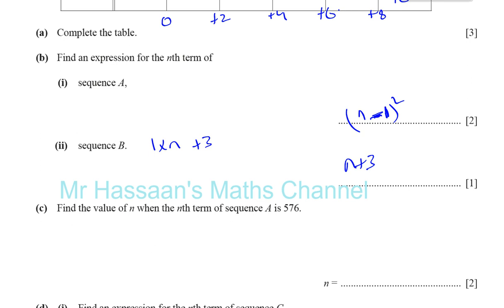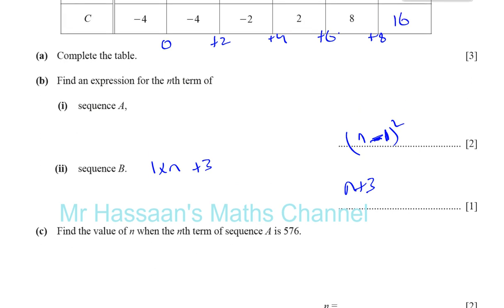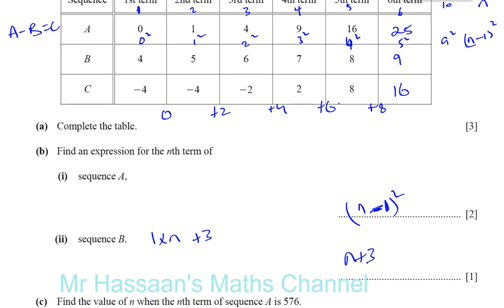It's going up in 4s, it's got something to do with n plus 4. No. It's going up in 4s, it's got something to do with 4 times n. It's going up in 1s, it's got something to do with 1 times n. And then you add or subtract what you need to make it start from the right place.